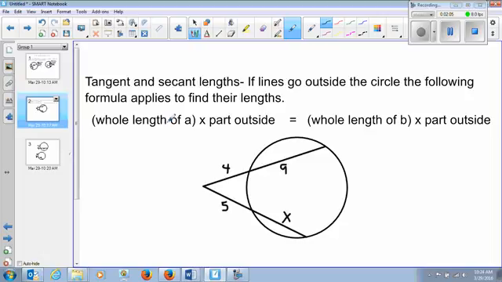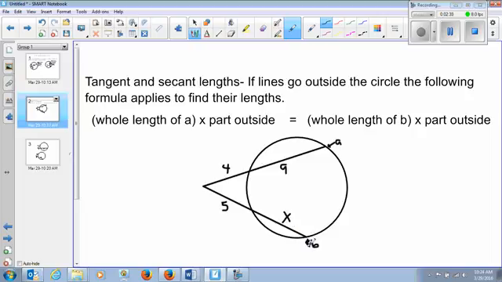Now we get to tangent and secant lines. So these are lines that can go outside of the circle. Here we actually see two secant lines. We can find their lengths. Now this looks a little complicated, but I'm going to call this line A right here, or secant A, and then over here we'll say this is secant B, and we want it to follow this pattern. So it's the whole length of A times the part that's outside equals the whole length of B times the part that's outside. So let's think about this.